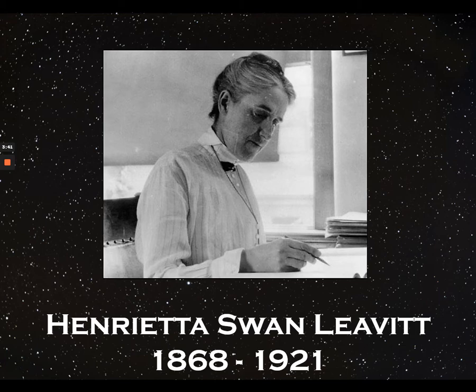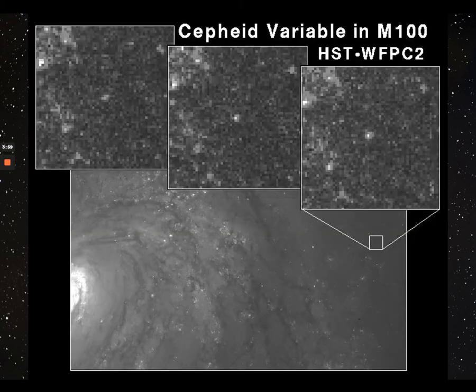Henrietta Swan Leavitt was doing a job which would have been known as a computer. She was analysing data for other astronomers, but in her spare time she did some research herself into these variable stars which she'd noticed, and she noticed a very important link between two things.